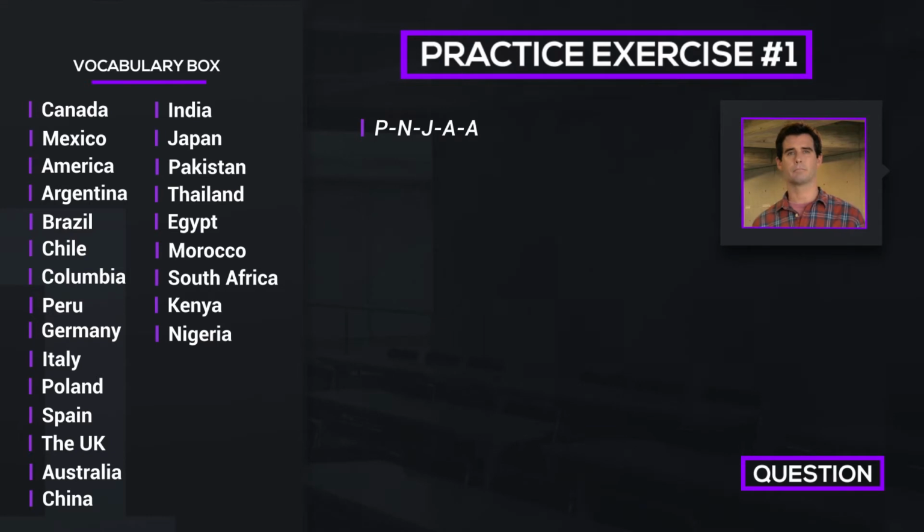P-N-J-A-A. Here we have some letters. Right now, the letters mean nothing. They do not make a word. Let's move the letters around to make a word from the list we just studied. Already, I see that we have a J, which makes me think that it's probably going to be Japan. If we move the letters around, we can see that we can make the word Japan.